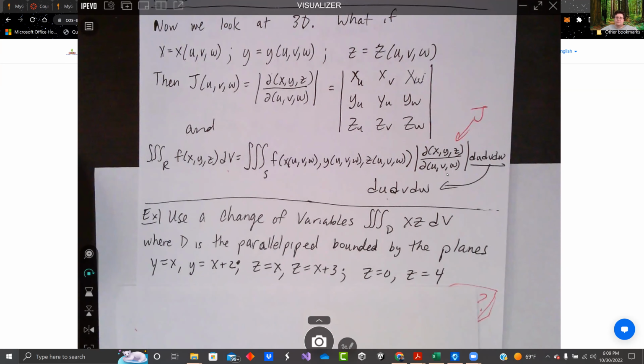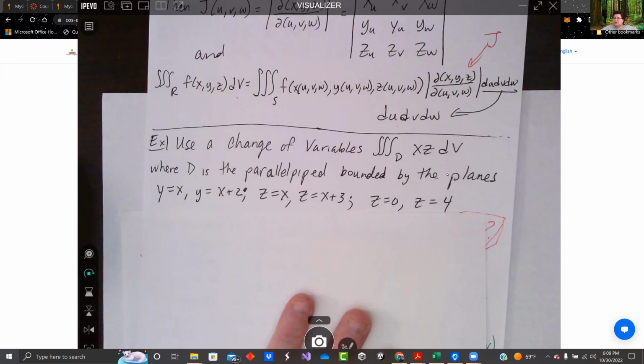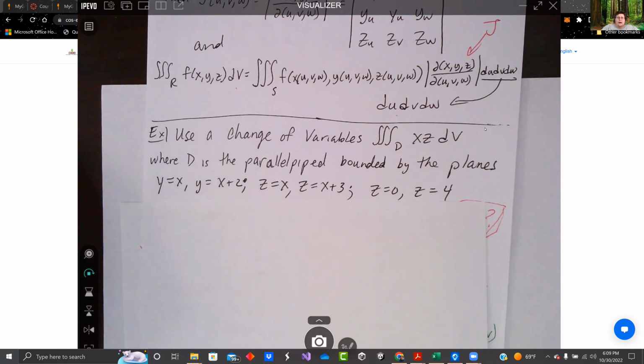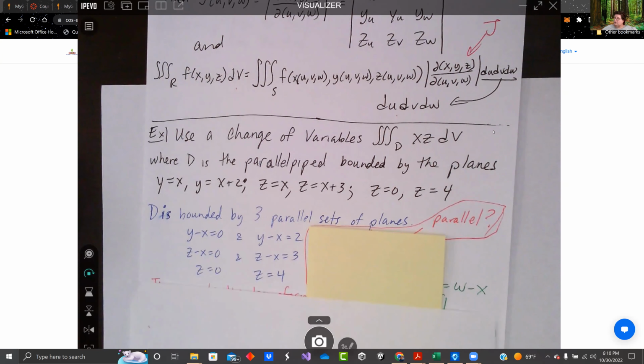So we're going to use a change of variables for the function xz over the region D, where D is the parallelepiped bounded by the planes y equals x, y equals x plus 2, z equals x, z equals x plus 3, z equals 0, and z equals 4. So we've got y minus x equals 0 and y minus x equals 2, z minus x equals 0 and z minus x equals 3, z equals 0 and z equals 4.